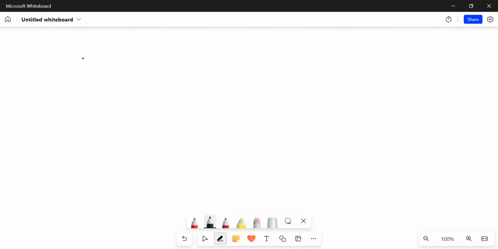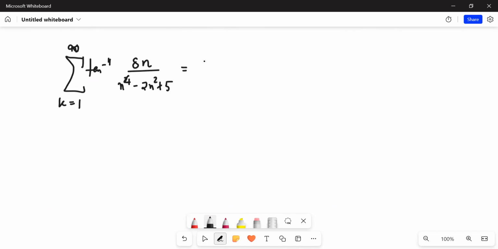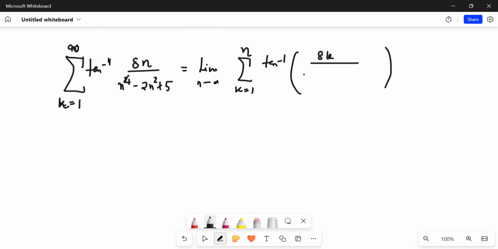I hope this is clear. Let's try to find one more sum, which is given by the sum from k equals 1 to infinity of tan inverse of 8n divided by n to the power 4 minus 2n square plus 5. In order to find this, I'll simply write this as the limit as n tends to infinity of the summation from k equals 1 to n of tan inverse of 8k divided by k raised to power 4 minus 2k square plus 5.